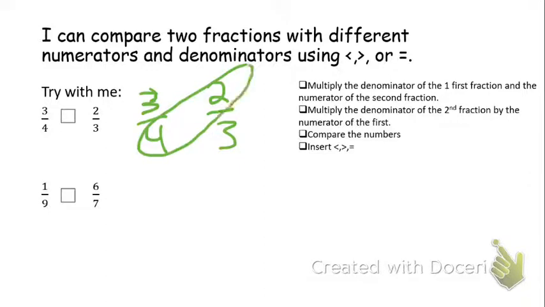So 4 times 2 is, pause the video if you need to, 4 times 2 is 8. And then 3 times 3 I'm going to multiply. 3 times 3 is 9. So I'm going to compare these two numbers.